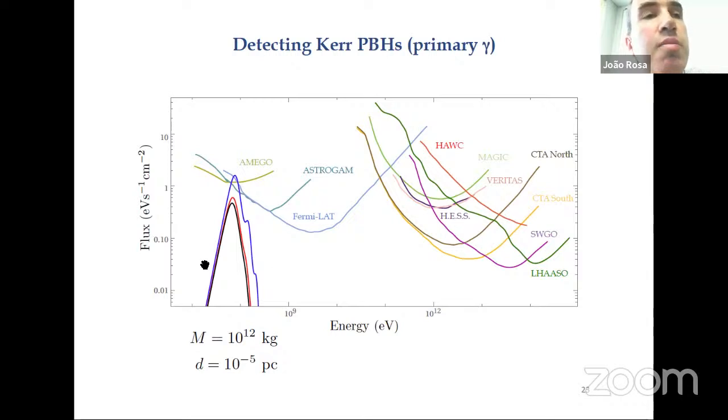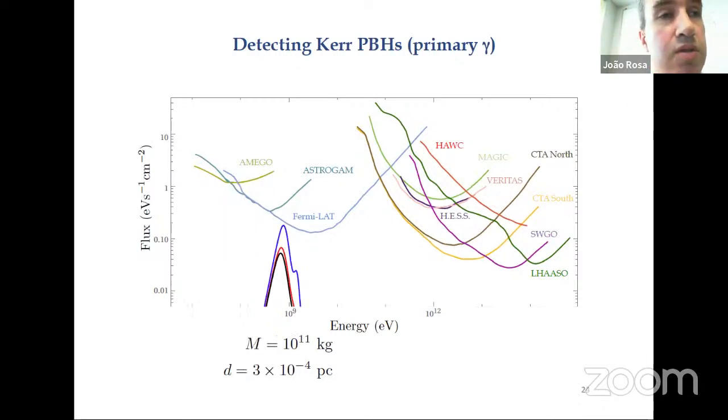So here's a black hole that still has a mass of 10 to the 12 kilograms, so it hasn't evaporated much yet. This is the spectrum. So black is Schwarzschild, red is 0.2 spin, blue is 0.5. So we could, in principle, detect these with AMEGO if they're very close, 10 to the minus 5 parsecs, that's kind of within the solar system. These might be hard to tackle, but as they evaporate, you see the spectrum goes higher in energy.